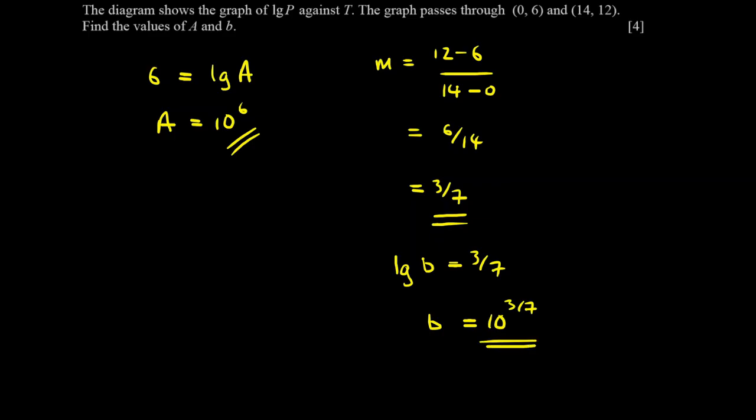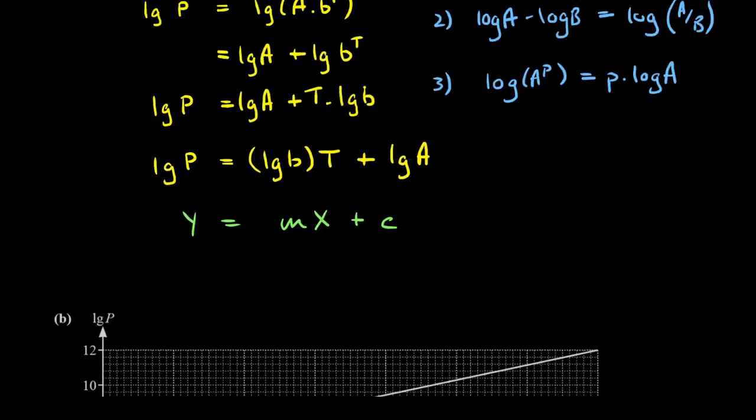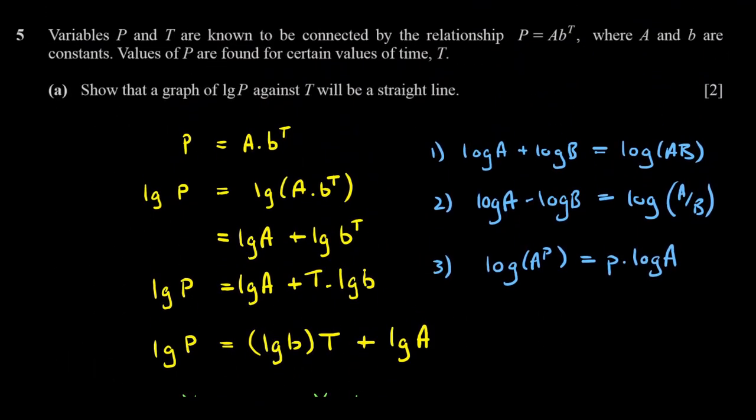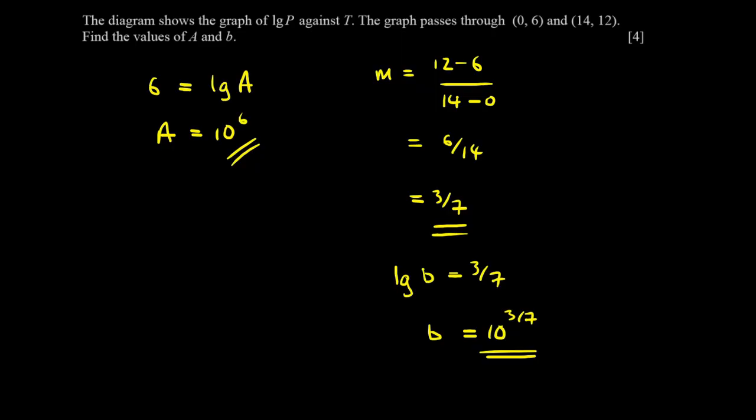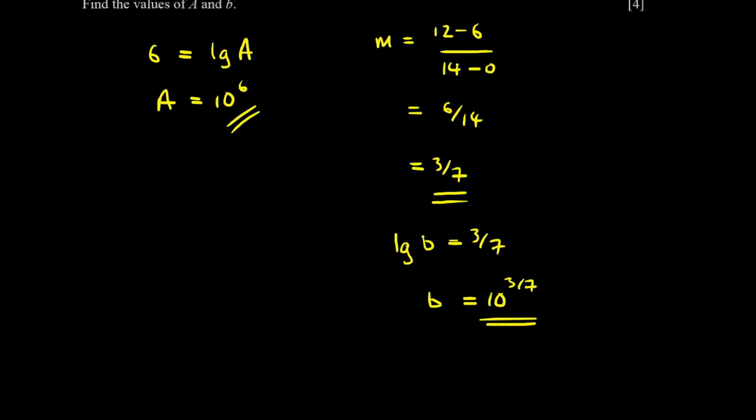Okay, so we should probably just finally write down our relationship, right? Remember that we were told that p is equal to ab to the power of t, so that's what we're going to write down. We're going to write that p is equal to 10 to the power of 6, times by b, which is 10 to the power of 3/7, to the power of t. Okay, and that is our answer.